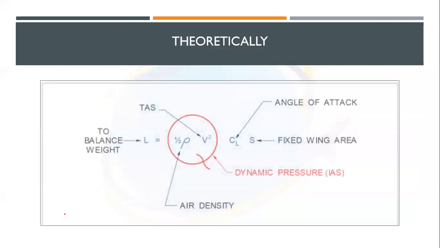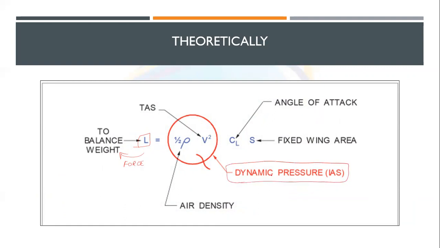Put together, theoretically, this is the formula. Lift is a force balancing the weight. That is equal to half rho v square. What is half rho v square? That is the dynamic pressure. Now remember, in the first chapter, I told you dynamic pressure is IAS, or your indicated airspeed. But your velocity here is the TAS. And that is how the questions in DGC will be asked.